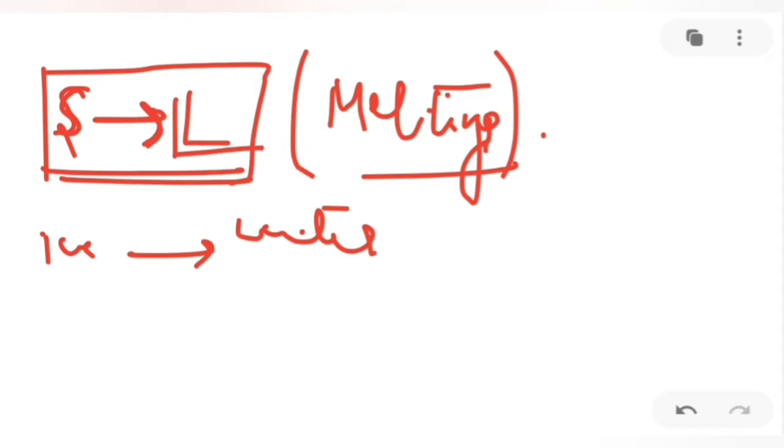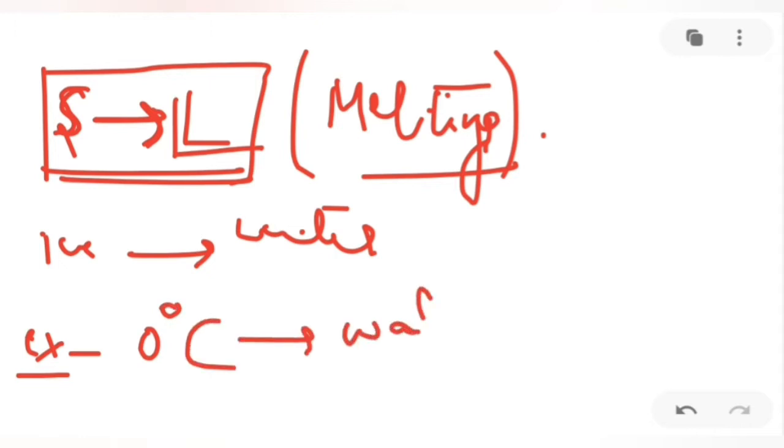The temperature at which a solid substance melts and changes into a liquid at atmospheric pressure is called the melting point of the substance. For example, the melting point of ice is 0 degrees Celsius, because at 0 degrees Celsius it is being converted into water.